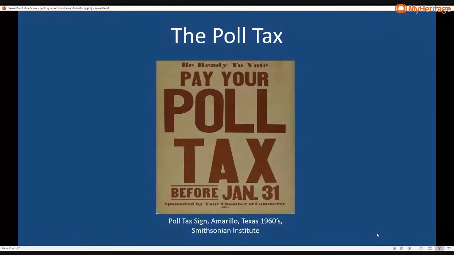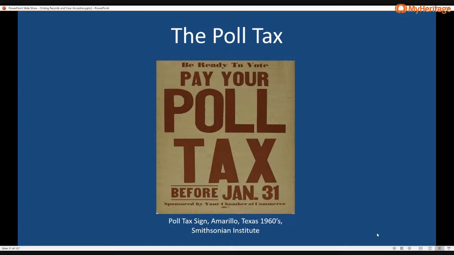The poll tax was something that many United States citizens had to pay up to a certain point. This is actually a poster from Amarillo, Texas from the 1960s. I found this on the Smithsonian Institute website talking about paying your poll tax. There were a lot of rules and regulations about the poll tax. In fact, I just ran across a notation in some local school board minute books from the 1930s that talked about the school teachers weren't allowed to teach that year unless they paid their poll tax.